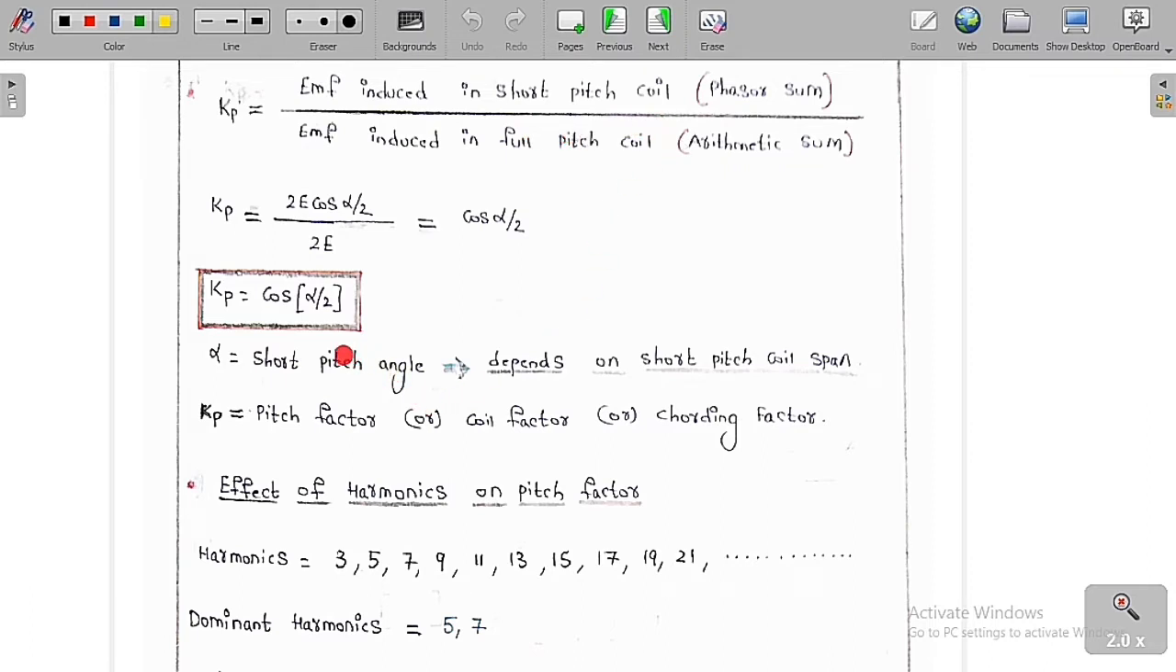So therefore, here KP is equal to cos of alpha by 2, where alpha is the short pitch angle. It always depends upon the coil span in the short pitch winding we are going to use. KP is called the pitch factor or the coil factor. And alpha is equal to 180 degrees minus the overall mechanical angle, or the overall slot angle, between the two slots which you are going to connect. It's a very important point that you always have to remember.